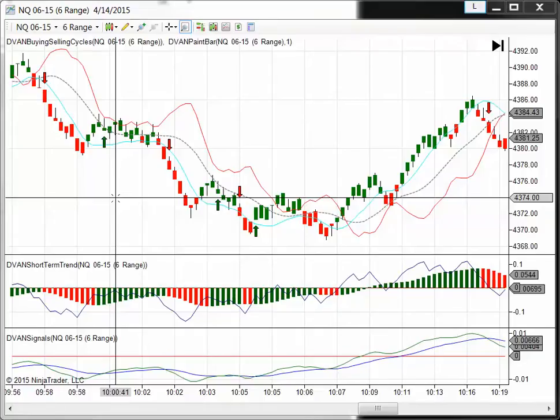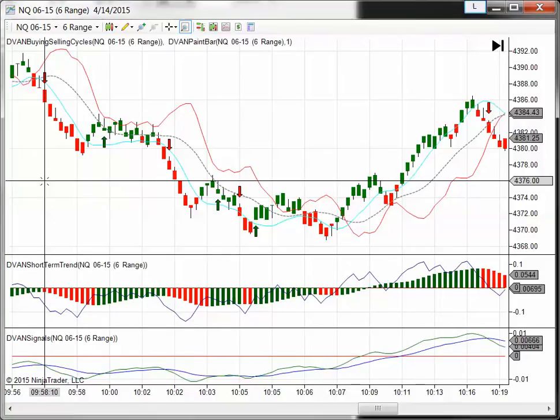As I mentioned, this is a 6-range chart, but this methodology and philosophy of using the leading line in the short-term trend to filter out chop and identify the highest probability trades will work with time-based charts, tick charts, Renko charts. Whatever chart you use, the methodology applies. So let's dive right into it.